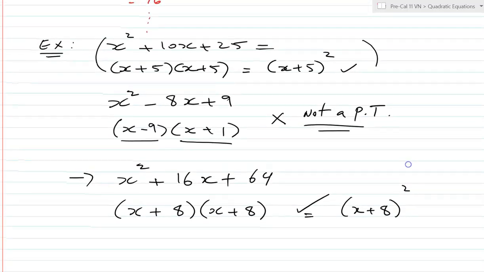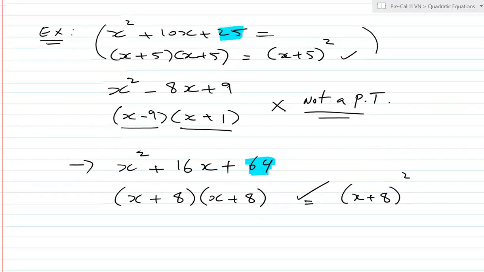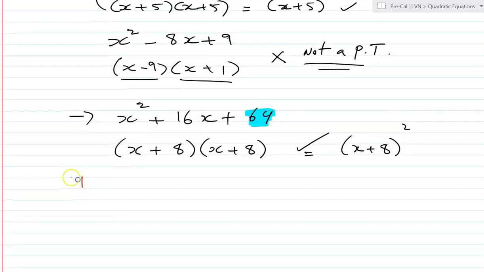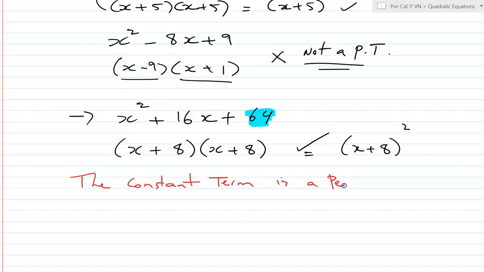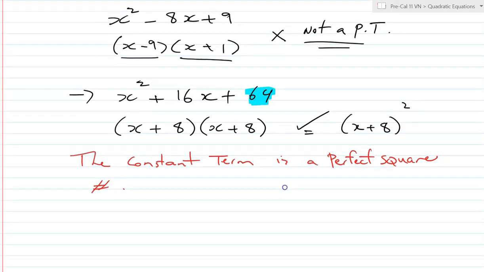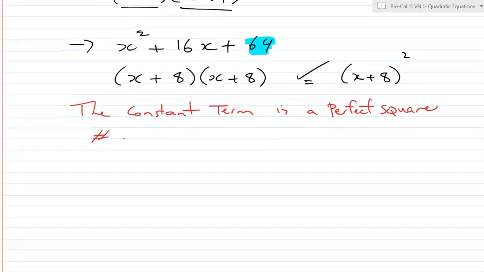But here's the thing. There is a pattern that is showing up. Notice that there is a constant number 25, and the constant number 64. What kind of numbers are these? These are actually perfect square numbers. So the constant term is a perfect square number, and that is your first sign that you have a perfect square trinomial. And we can actually create a perfect square trinomial using that.